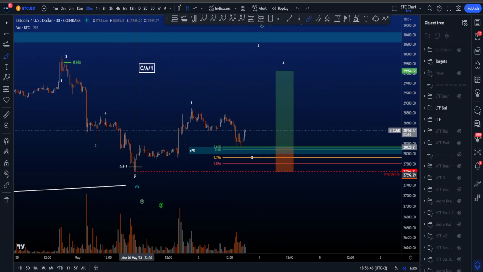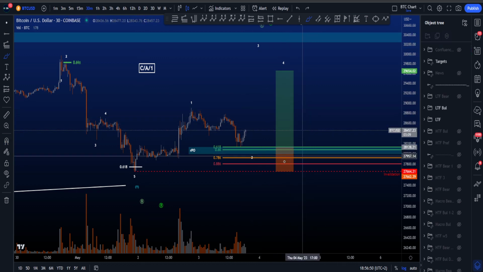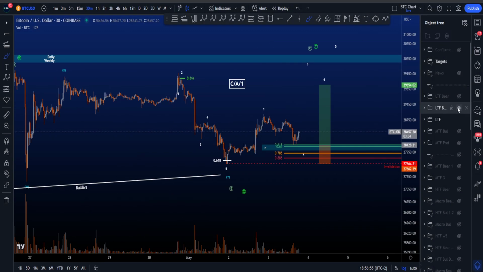Entry was then at the golden pocket area, stop loss invalidation below the low, looking for upside. Trading scenarios are educational. You know how it goes, right? We're on YouTube. I'm not a financial advisor.